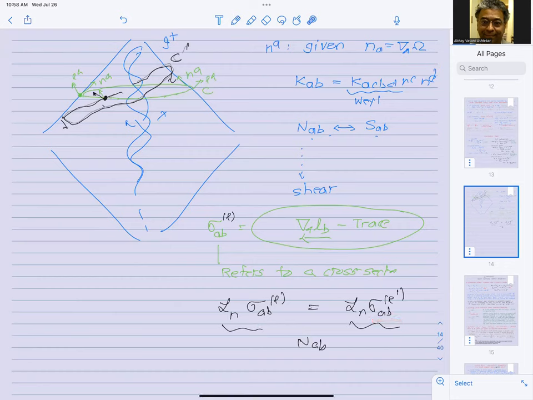And there's a gauge freedom here. We can write down the transformation properties and so on and so forth between the shears. But as far as news is concerned, there is no gauge freedom. Is this clear or do you have further questions?